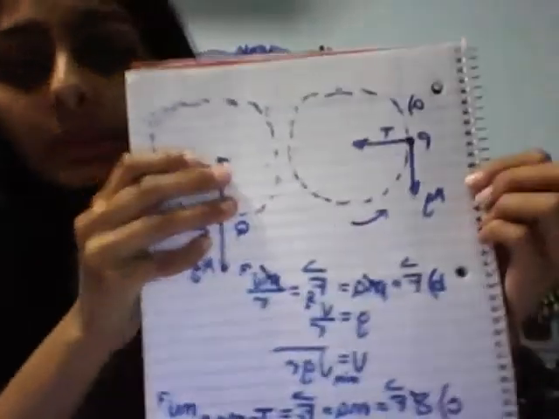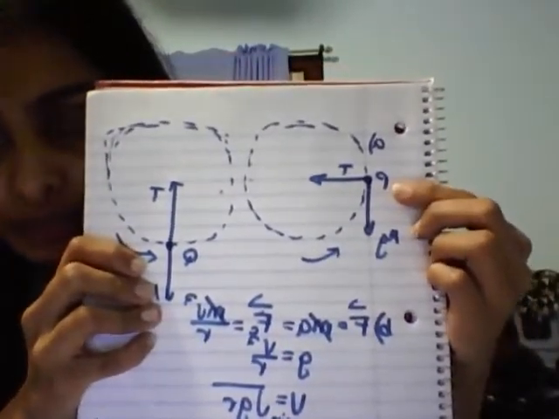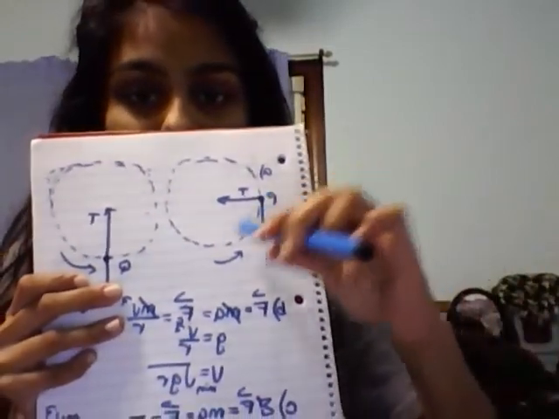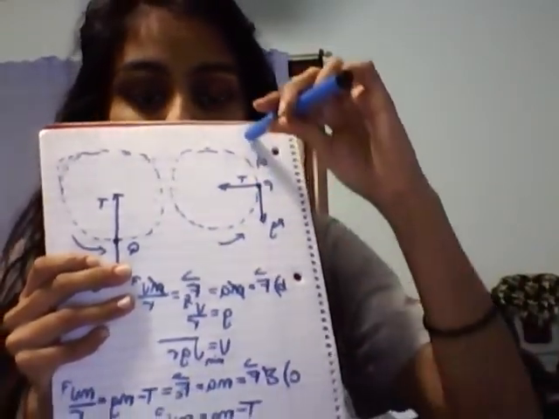Now part D says, suppose that the string breaks at the instant the ball is at point P. Describe the motion of the ball immediately after the string breaks. You have to remember that point P is here. When a ball is moving in a circle and the string breaks, the ball is always going to move tangential to the circle itself. See, it's going in this direction, and it's going to go straight up now because it's going to be tangent to the circle, right? I'll draw it for you.